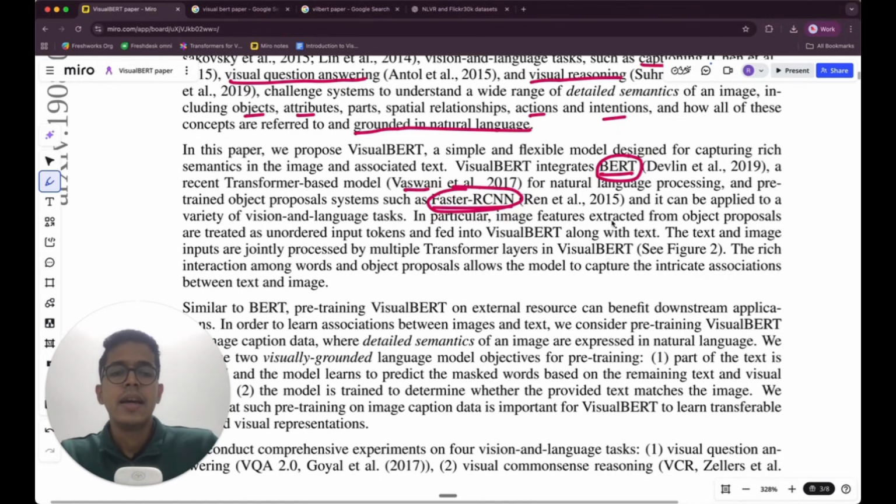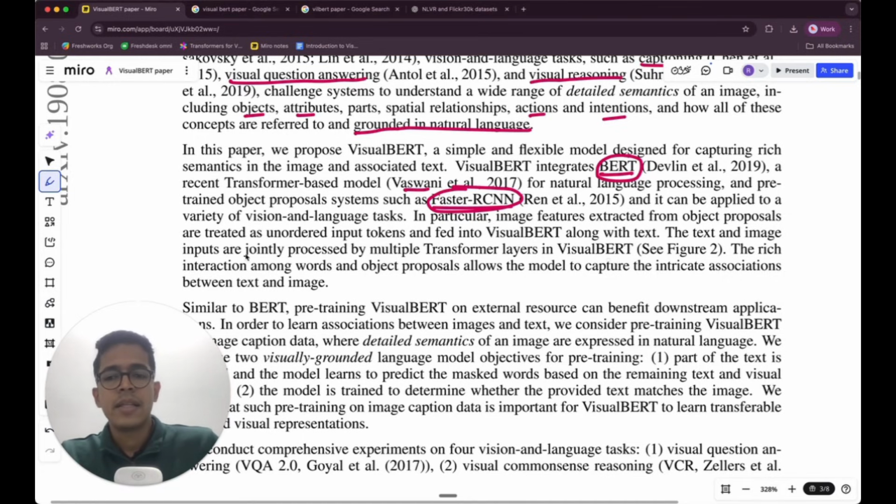In particular, image features extracted from object proposals are treated as unordered input tokens and fed into VisualBERT along with the text. So you can use Faster RCNN or similar models to extract something called object proposals. Object proposals are smaller bounding rectangles, which are not as big as the image itself, and those bounding rectangles may enclose different objects in an image. So those are called proposal regions. And those proposed regions can be passed along with the text that describes the image into VisualBERT.